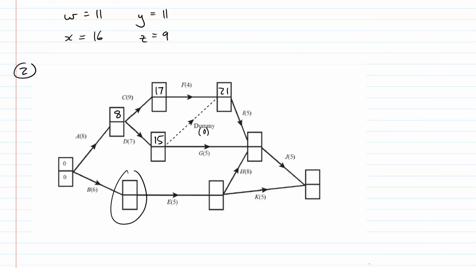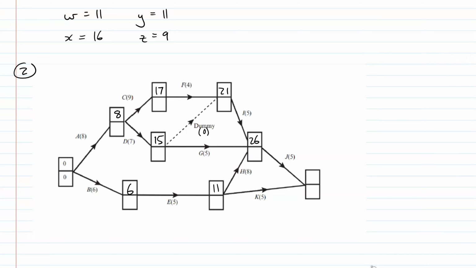There's only one before this. 0 plus 6 is 6. This one, also easy. There's only one before it. 6 plus 5 is 11. So now we can look at this box again, because we've got all three predecessors. 21 plus 5, 26. 15 plus 5, 20. 11 plus 8, 19. So we pick the biggest one, so that'll be 26.